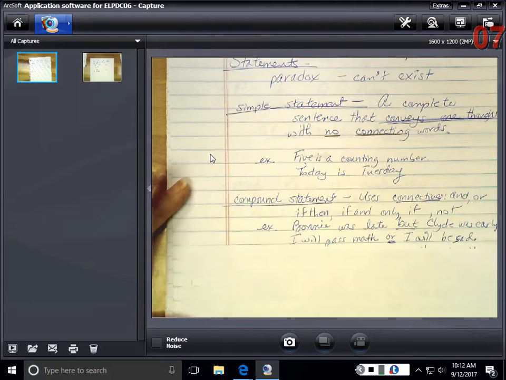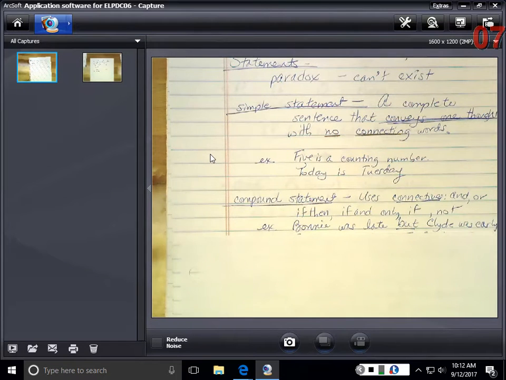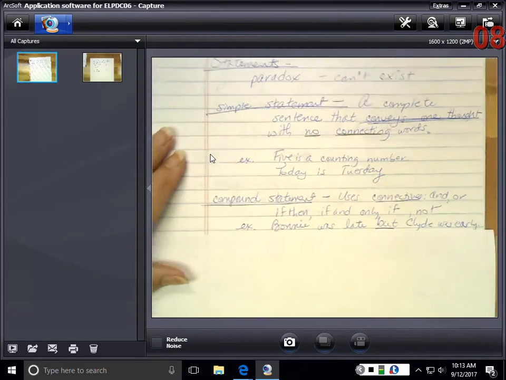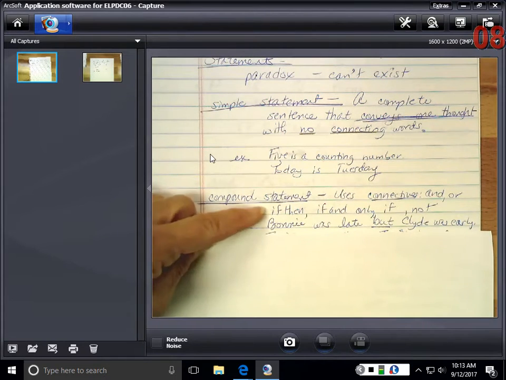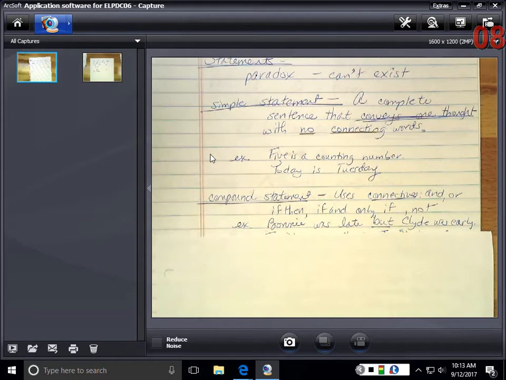They express more than one thought in a compound sentence. Now, here's an example of a compound sentence. Bonnie was late, but Clyde was early. Our connecting word here is but. And that wasn't even listed as one of them up there. But it is. It's a connector.